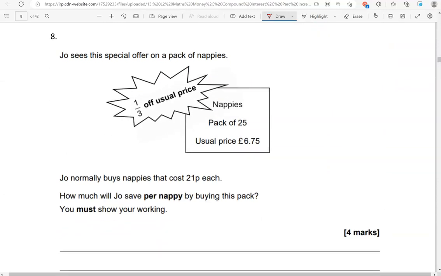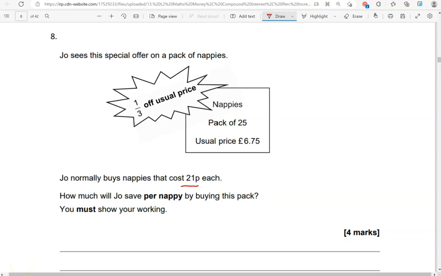Joe sees the special offer on a pack of nappies. Nappies pack of 25, usual price £6.75, 1/3 off usual price. Joe normally buys nappies that cost 21 pence each. How much will Joe save per nappy by buying this pack? You must show your working.